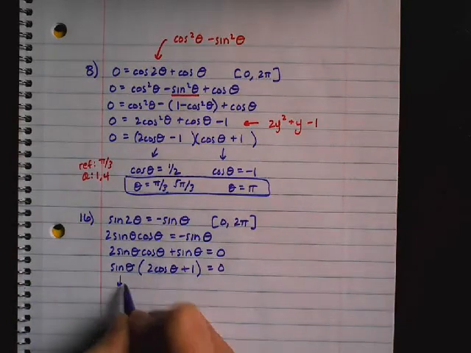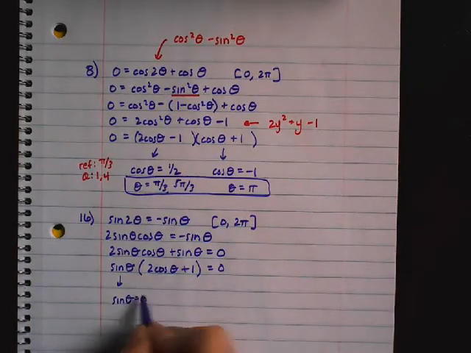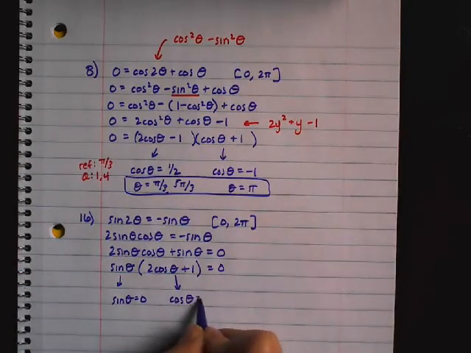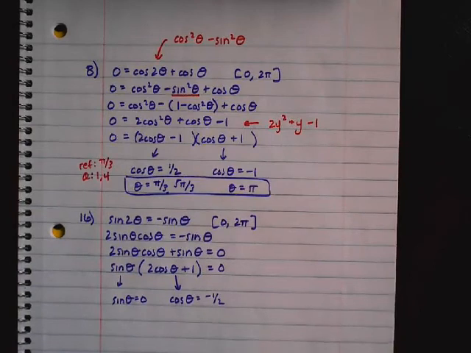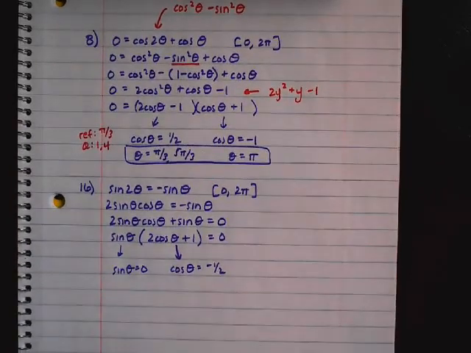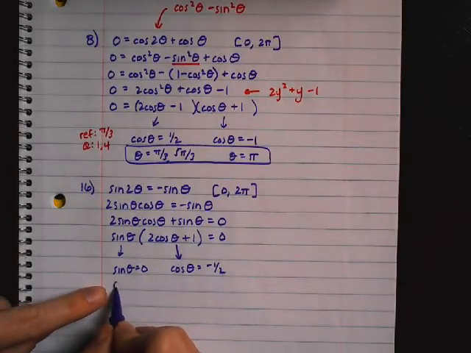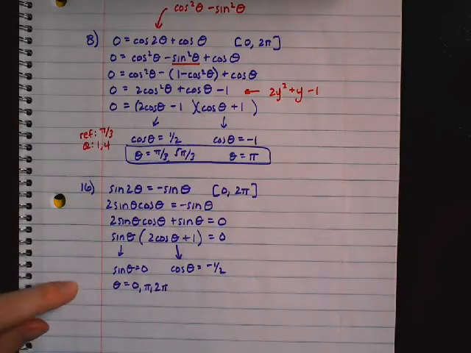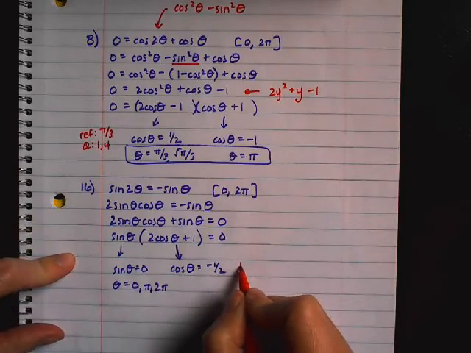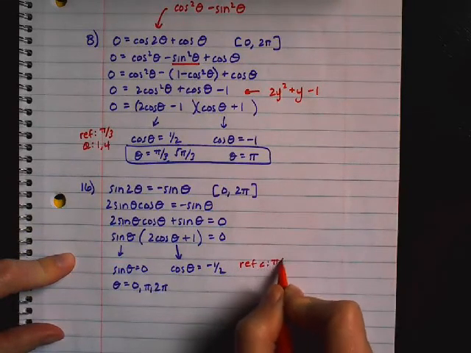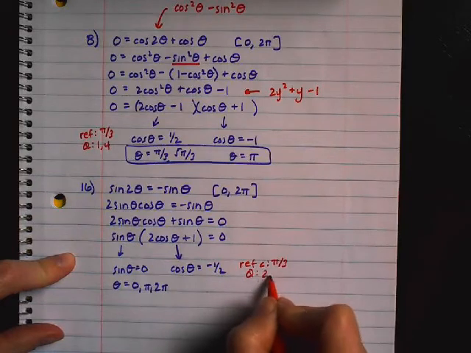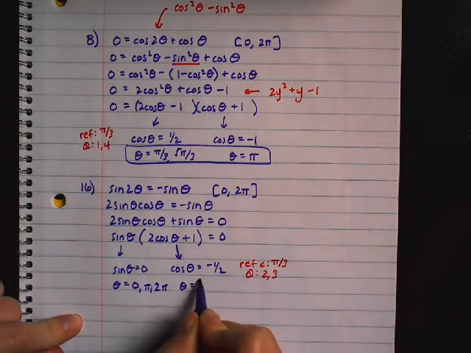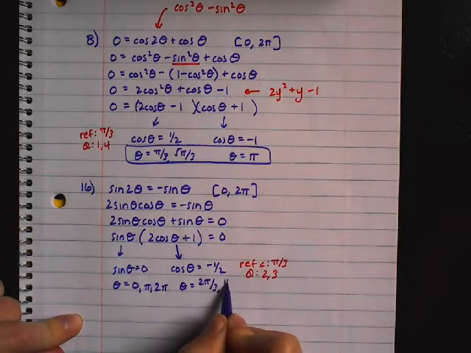So this is asking the question, when is sine of theta equal to 0? I'm also asking when this whole thing equals 0, but if I solve that for cosine, I'm going to get a negative 1/2. Okay, so last thing I need to do is figure out when this is true. So sine of theta is 0 at 0, pi and 2 pi. We already talked about this a moment ago. Cosine is 1/2 at a reference angle of pi over 3, and it's negative in quadrants 2 and 3. So this is going to give me answers of 2 pi over 3 and 4 pi over 3.